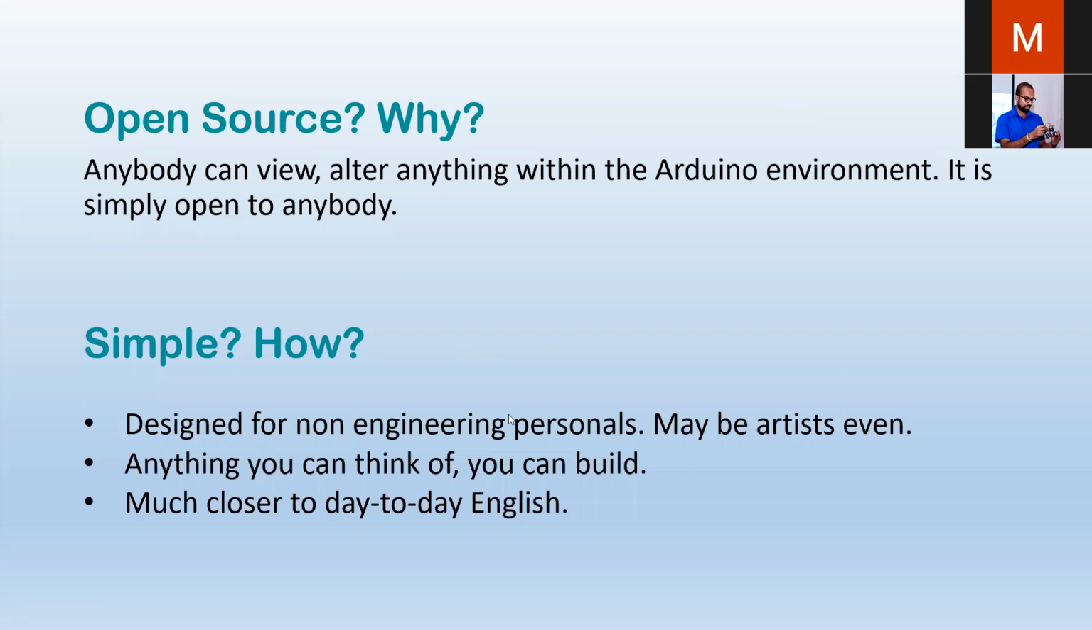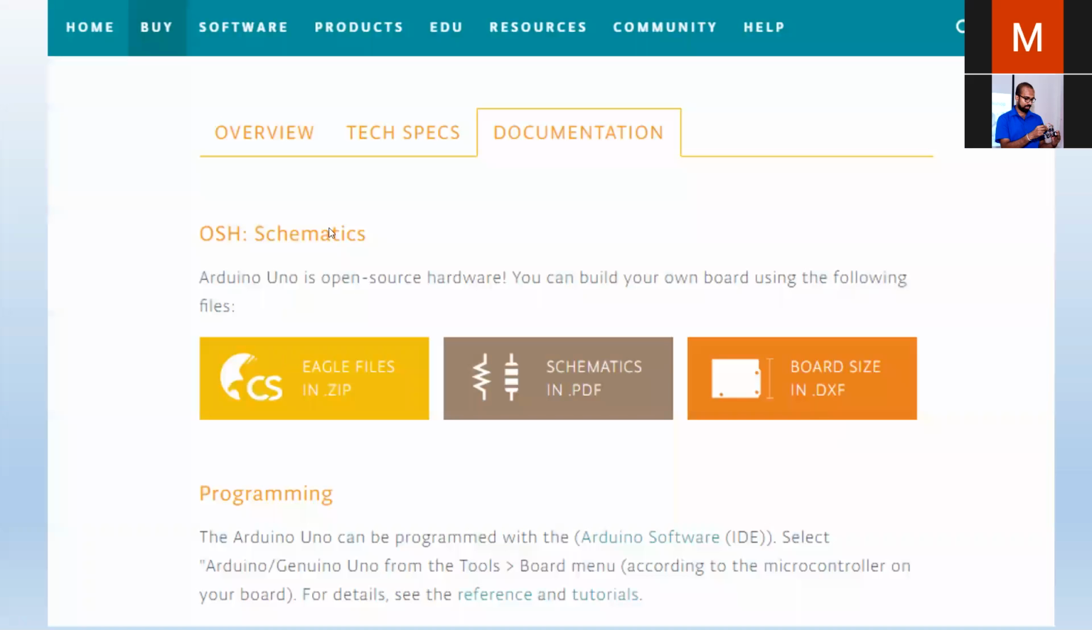And yeah, here it is much closer to the English language we speak and easy to program in that case, right? So this is the documentation page on the Arduino website where you can download Eagle files. Eagle is a software which you can use to design circuit boards at a basic level. It's a really simple software. You can draw a schematic, convert it to a PCB and get it manufactured. These boards are designed in Eagle. These boards are a bit complex, but Eagle can handle that. And these are the schematics in PDF, and you can download the board size in DXF.